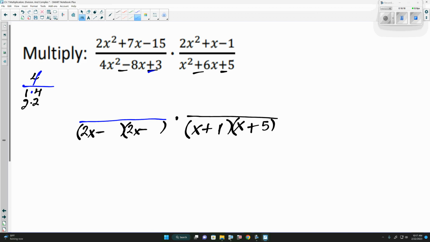Now we can look at the factors of the third term. Factors of 3 are 1 and 3. We can check this off to the side to make sure. 2x times negative 3 is negative 6x. Negative 1 times 2x is negative 2x, which does indeed give us a middle term of negative 8x, which is what we wanted.